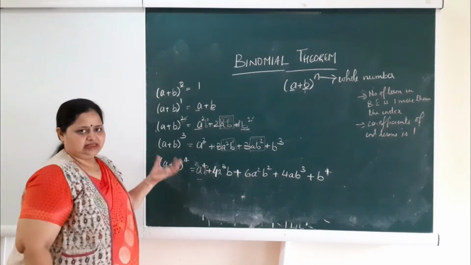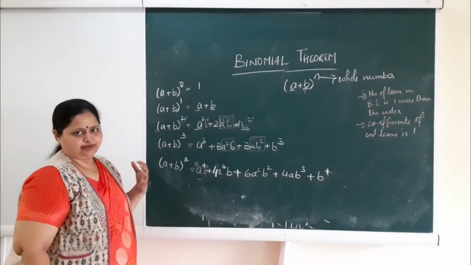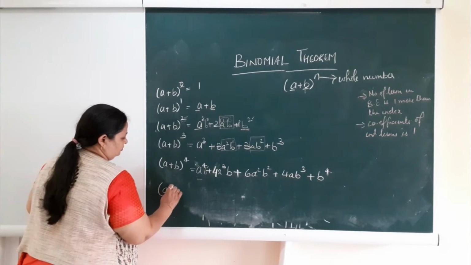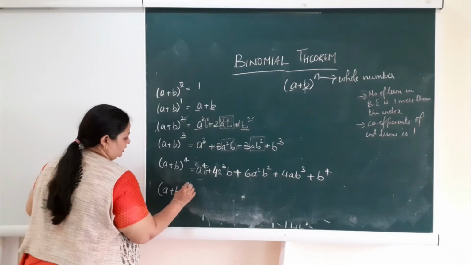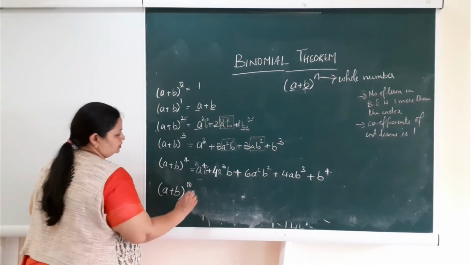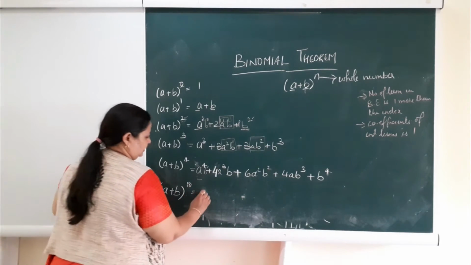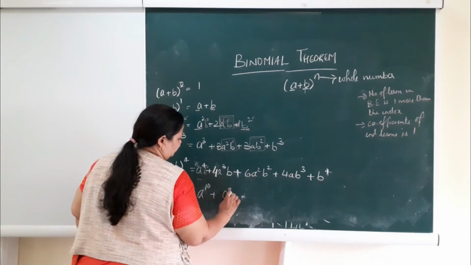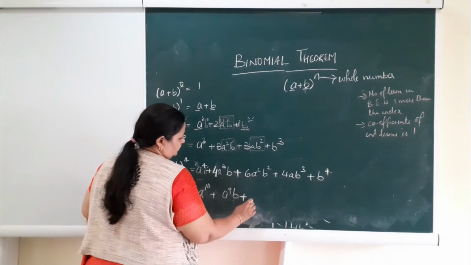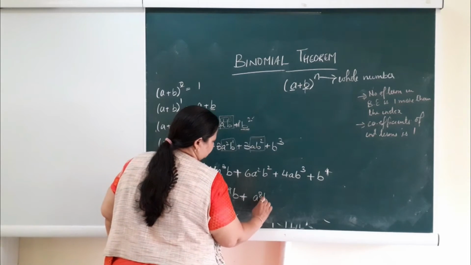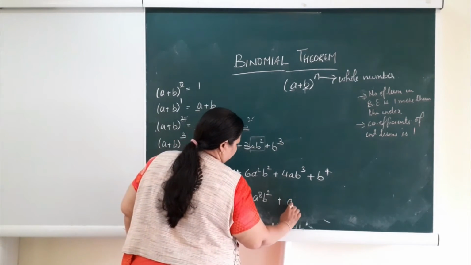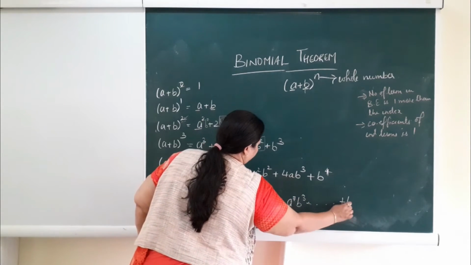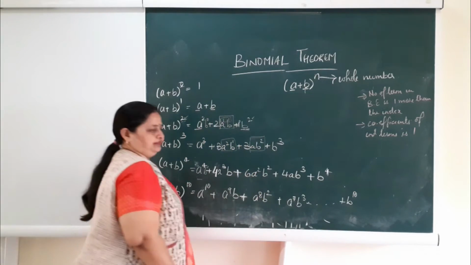Now with these things you can write down any expansion. If I ask you children, please write down (a + b) whole raised to the power 10, very easily you can write a raised to the power 10 + a^9 b + a^8 b square + a^7 b^3, and you can go on writing, and the last one will be b raised to the power 10.